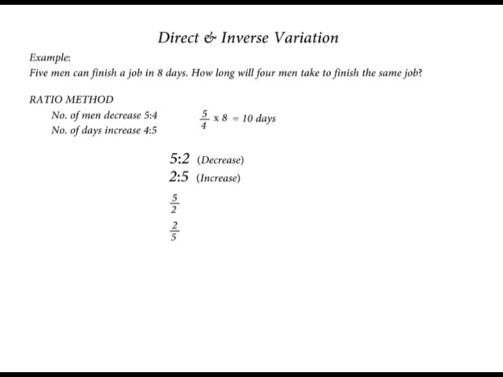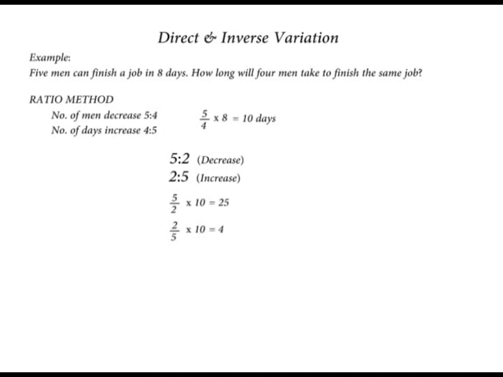For example, let's take 10. 5 over 2 times 10 will give us 25. So 10 has been increased to 25 by multiplying it by an improper fraction, 5 over 2. 2 over 5 times 10 will give us 4, and so 10 has been reduced to 4 by multiplying it by a proper fraction, 2 over 5.